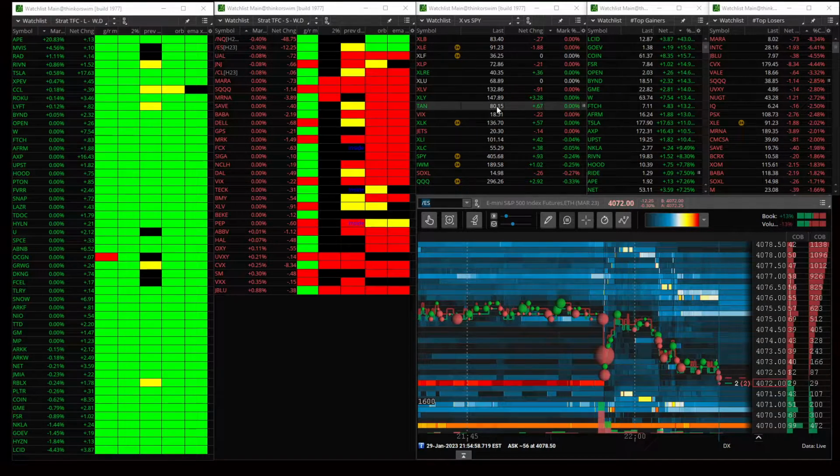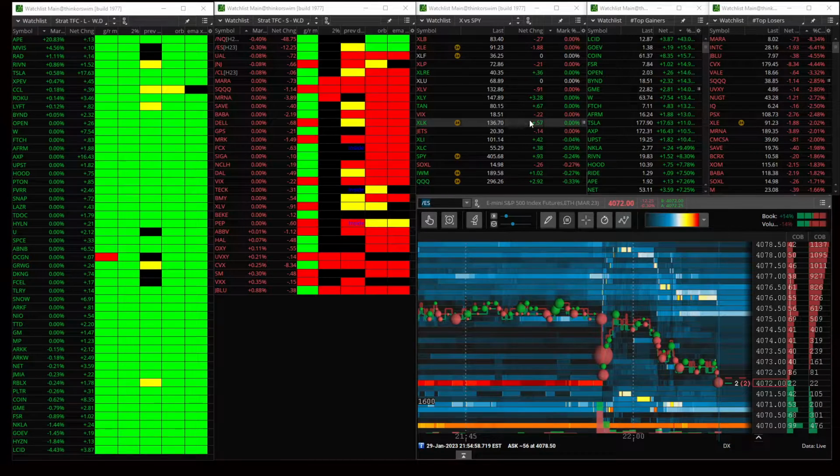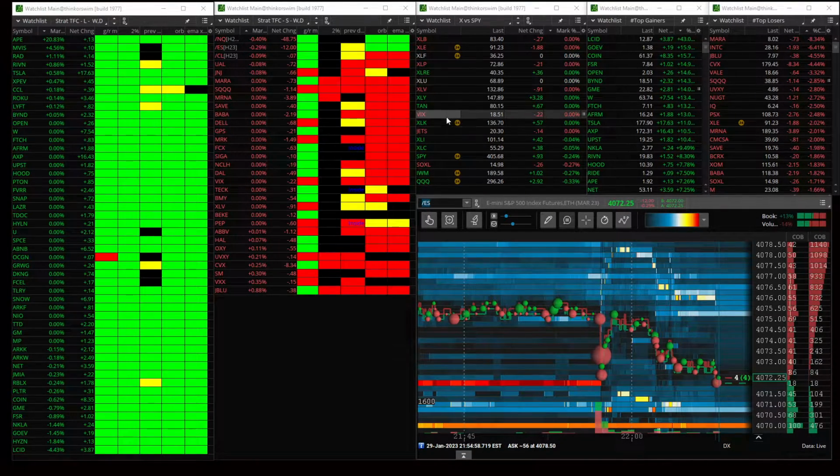I'm recording this on a Sunday night, so this is all like a snapshot of Friday's close. It was kind of a crazy day on Friday, so some of this stuff is a little bit unusual in what we're going to be looking at here. But so these here are the sector ETFs versus SPY.